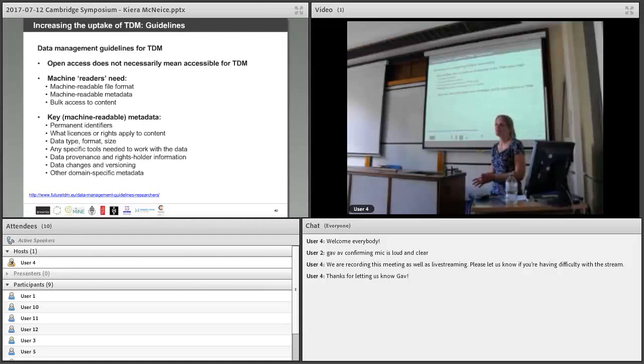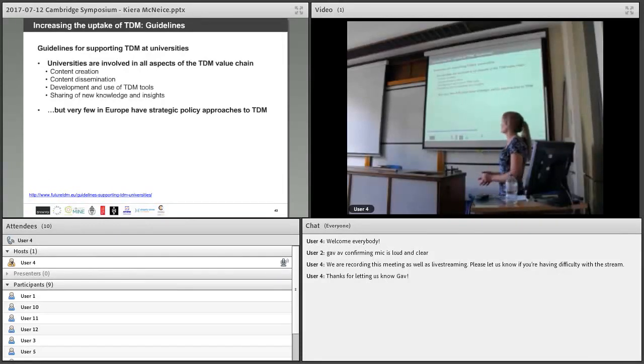And finally, guidelines for supporting text and data mining at universities. Universities are really involved in all aspects of the text and data mining value chain, from creating content with their researchers, disseminating content through publications and repositories, developing and using TDM tools and actual research focused on TDM, and sharing of the new knowledge and insights that come out of the application of text and data mining. But what we found in this project is that very few universities have even started approaching supporting text and data mining in a strategic, high-level policy way. So that's what I'd just like to focus on for these last few slides.